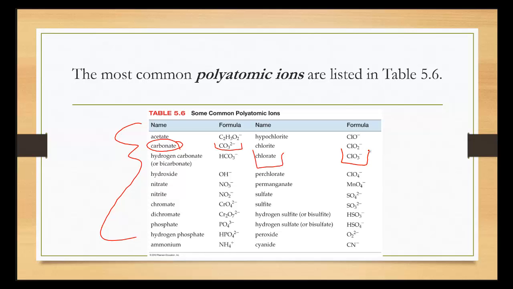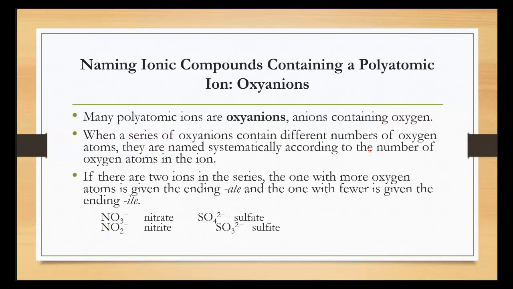Many polyatomic ions are oxyanions, anions containing oxygen. When a series of oxyanions contain different numbers of oxygen atoms, they are named systematically according to the number of oxygen atoms in the ion. Unfortunately, it's not as cut and dry as 2 is this and 3 is that. It's more of a comparison.